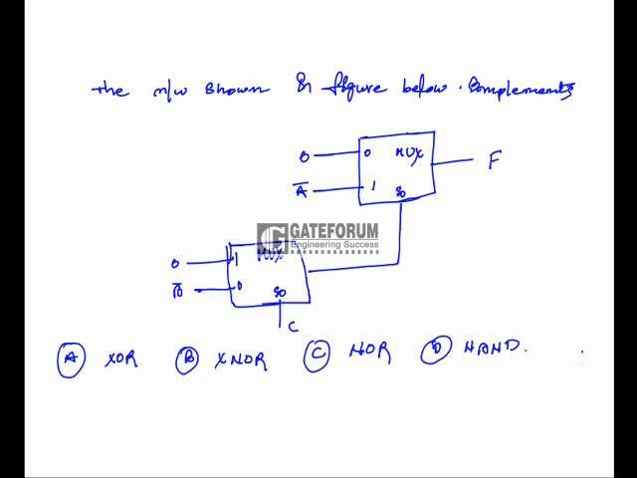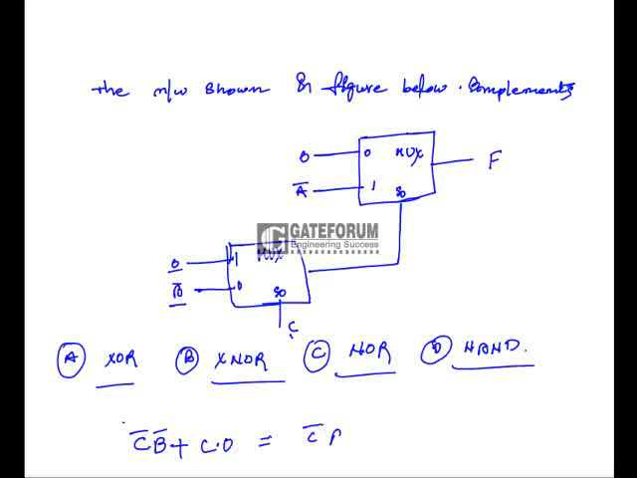The circuit shown in the figure below implements option A, exclusive OR gate, exclusive NOR gate, NOR gate, and AND gate. So in this figure, C is the input, a selection line. So when C is 0, B bar will be selected. When C is 1, 0 will be selected. That means it will be C bar B bar plus C into 0.